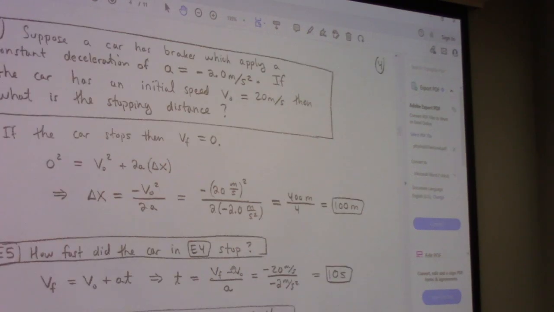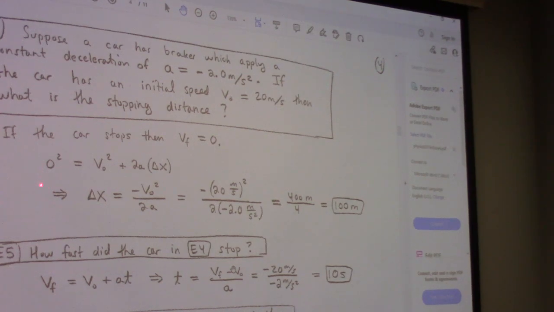There's the timeless equation. Here's an example, a really simple one. Suppose a car has brakes which apply a constant deceleration of minus 2 meters per second squared. If the car has an initial speed of 20 meters per second, then what's its stopping distance? This problem is made to order for the timeless equation.